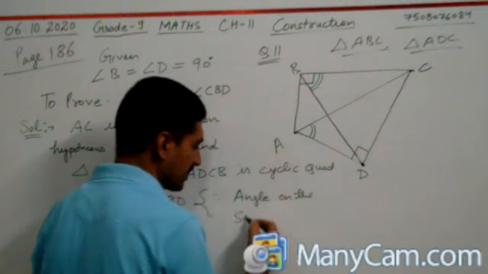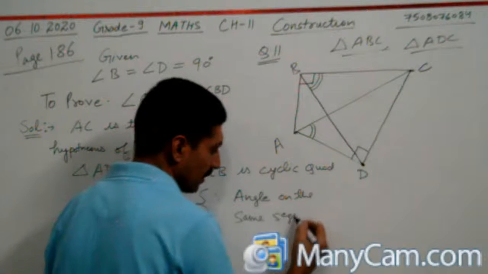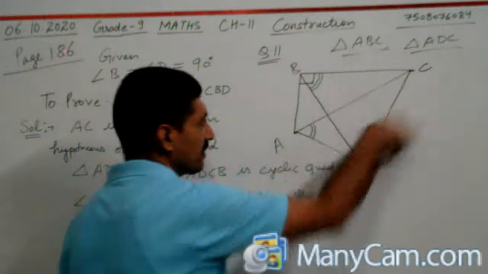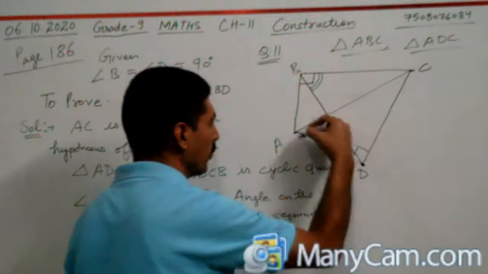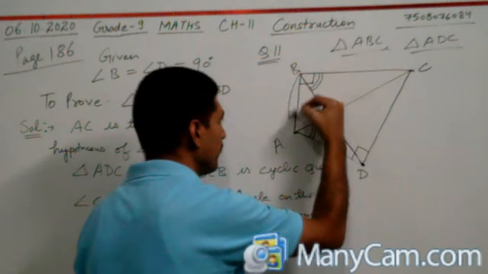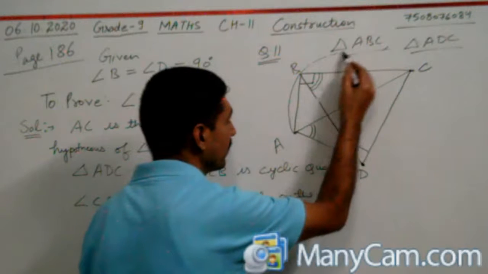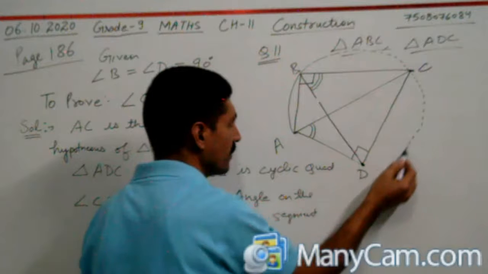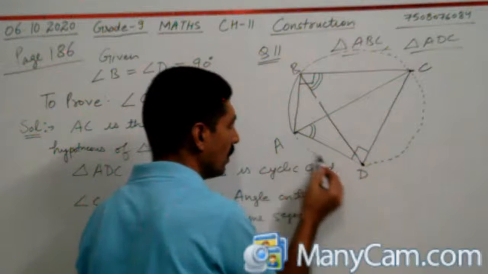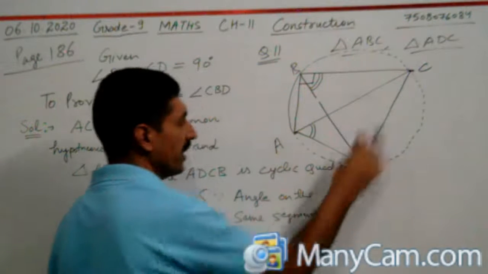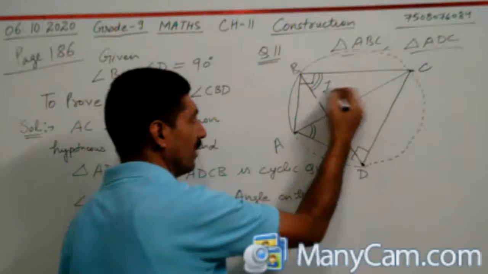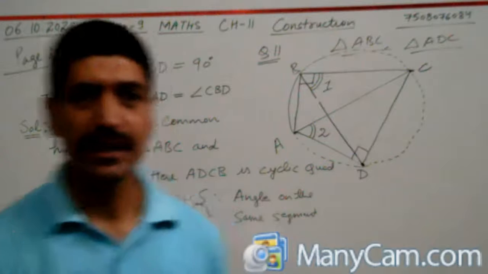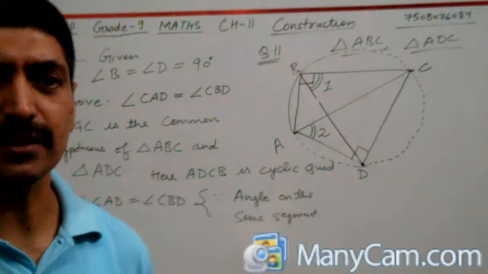If you are not understanding, let me discuss. There will be one circle which will pass through all these points, right? There will be one circle in this way, which will pass through. So from C and D, both angle 1 and angle 2, they are equal. So with this, we have completed our chapter.